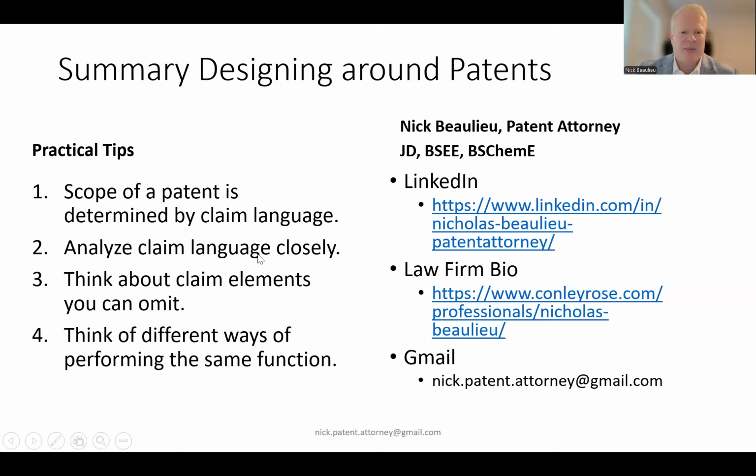2, analyze claim language closely. Again, see what it requires. 3, think about claim elements you can omit. To infringe the patent, you need to correspond to all the claim elements. So if you could omit one or do something differently, then you wouldn't be infringing it. 4, think of different ways of performing the same function again so that you don't have to perform all the claim elements.